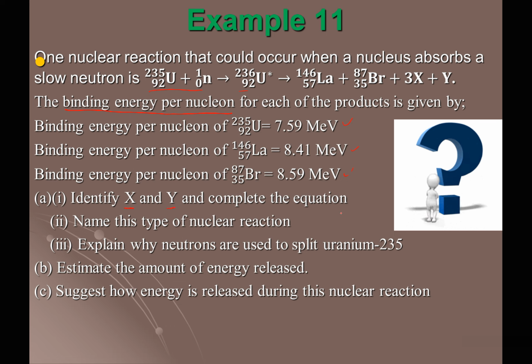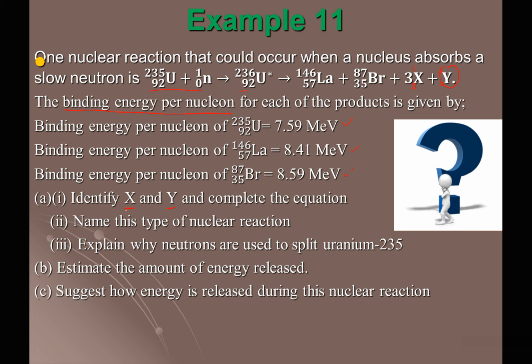So I'll just try to complete it from here. If I try to balance this equation, of course I know that this is going to be 1 and this will be 0. So proton number is 57 plus 35, it's already 92. And nucleon number is 146 plus 87, plus 3 times 1, that is 3 plus 87, that is 90. I think that is 236. So it means this one has no nucleon number, has no proton number. So this is most likely going to be gamma photon.